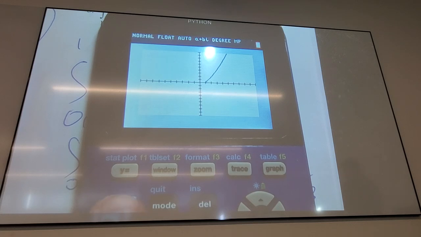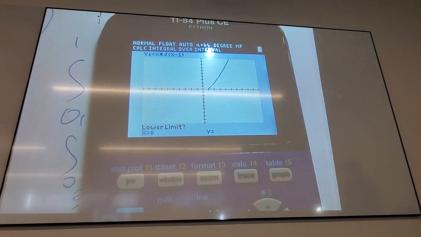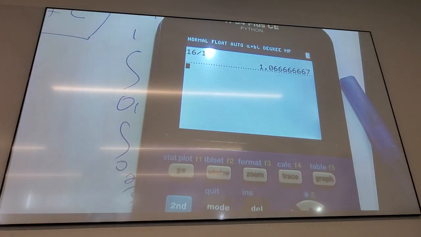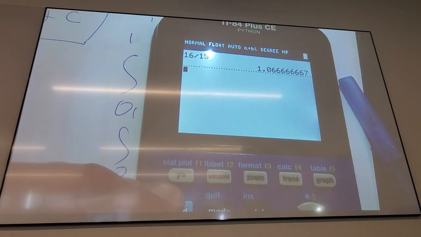So then I can go second calc 7 from, what was it, 1 to 2 originally? Yeah, 1 to 2. And of course, then you just compare it to 16 divided by 15 to see if it's the same thing. 1.0666. Okay. 16 divided by 15 is 1.0666. Now on screen, it's sometimes not going to be able to resolve it perfectly, but it's pretty good to get an idea if things look right. Okay.